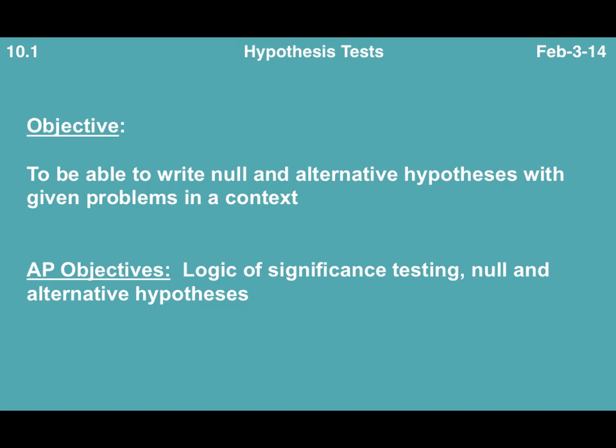So chapter 9 was all about confidence intervals, which I told you we will be doing all of this semester. Chapter 10 is about hypothesis tests, which again we will be doing all of this semester. In chapter 9, we tried to write an interval for a population parameter, for the population mean or the population proportion. A hypothesis test is about testing a claim. So today's objective is that we will be able to write null and alternative hypotheses for given problems in a context.